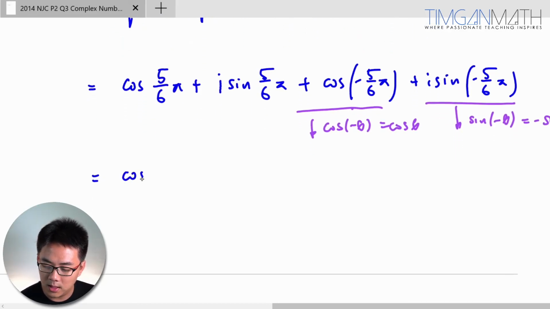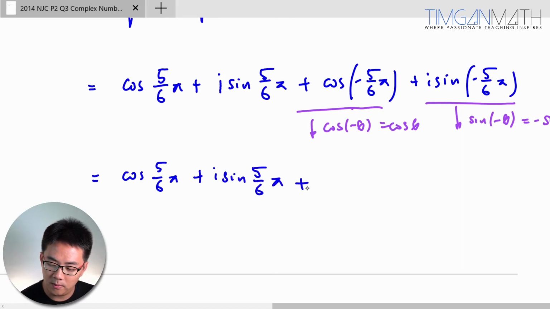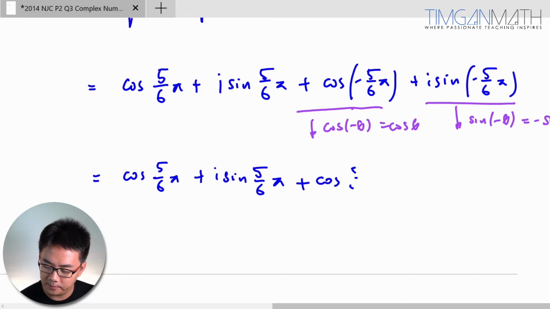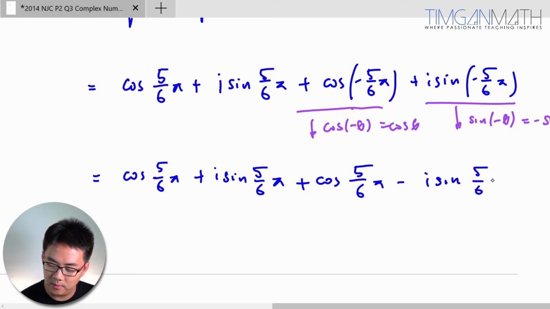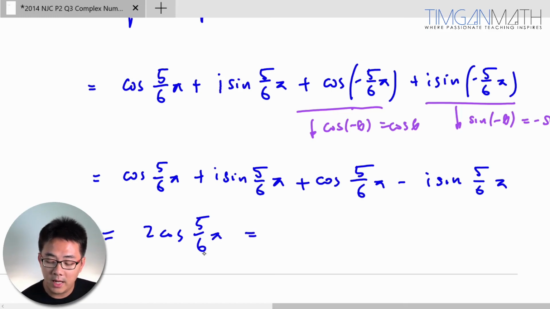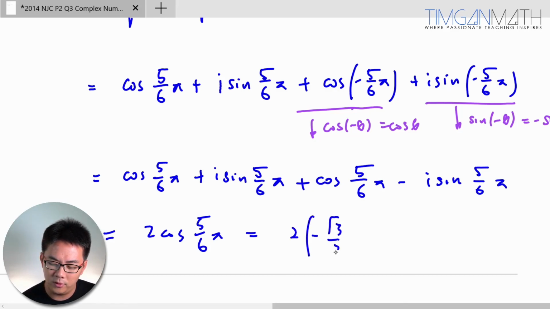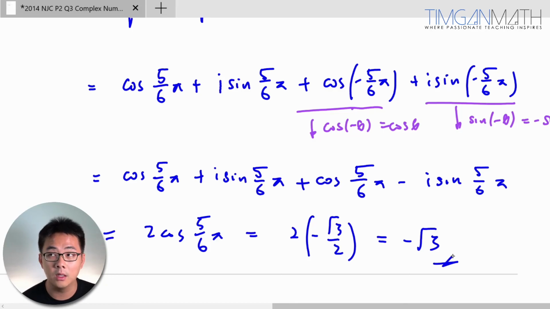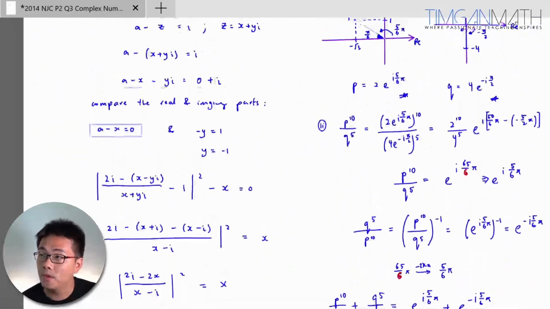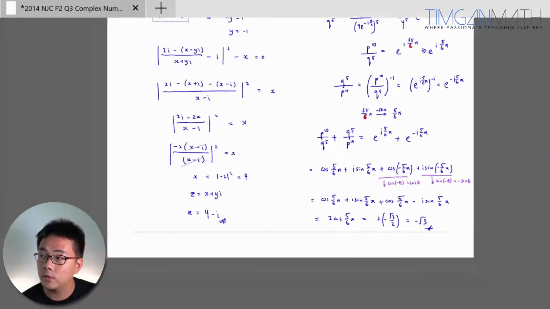So here will be just cosine 5 over 6 pi plus i sine 5 over 6 pi plus cosine 5 over 6 pi minus i sine 5 over 6 pi. So what is given is 2 cosine 5 over 6 pi. 5 over 6 pi is in the second quadrant, with a reference angle of 30 degrees. So this would be 2 times negative root 3 over 2. So essentially you get negative root 3. Okay, so that's how you solve this question proficiently.